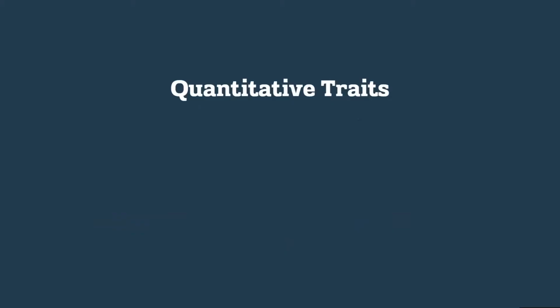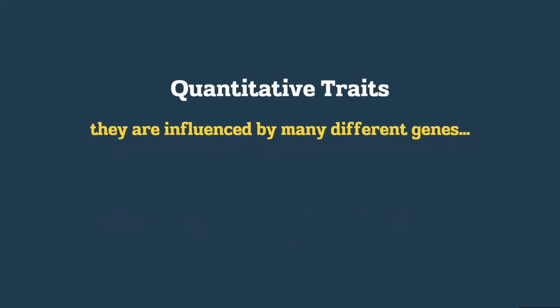What makes quantitative traits even more fascinating is that they are influenced by many different genes, which we call polygenes, right? And I have to emphasize these different genes because each quantitative trait is not influenced by only one gene but rather many different genes, and each of these genes contributes a small effect to the overall expression of the phenotype for that particular trait.